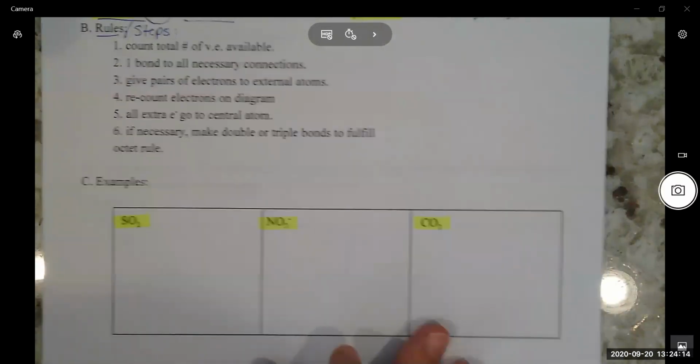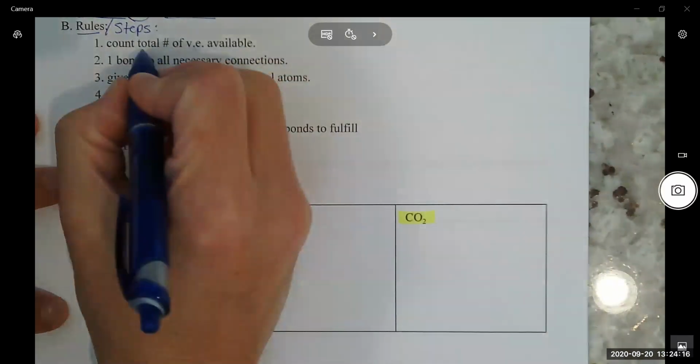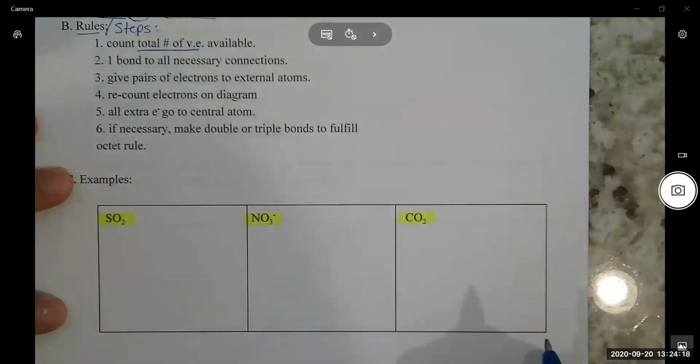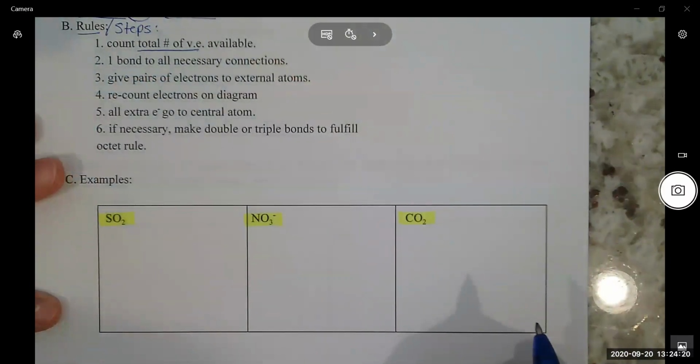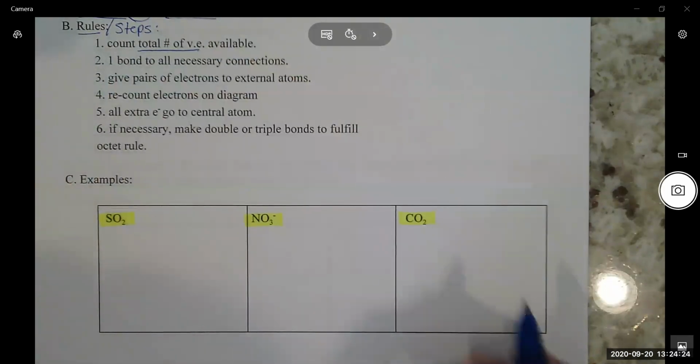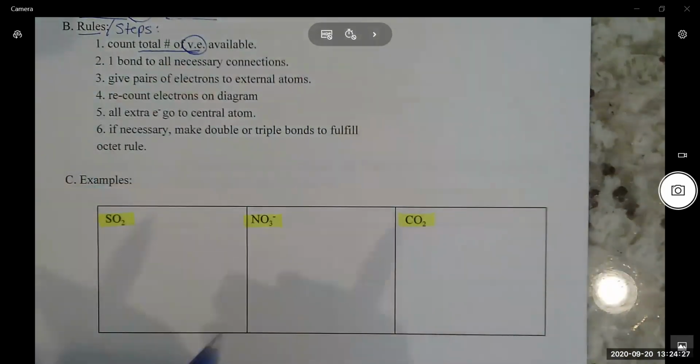Step number 1 is to count the total number of valence electrons available. This is important so we know how many electrons to put in our diagram. We're talking about valence electrons, not total electrons. Those core electrons don't matter. It's only the ones on the outside that are available to form covalent bonds anyway.